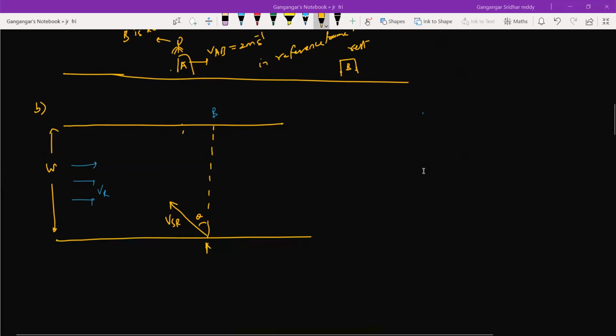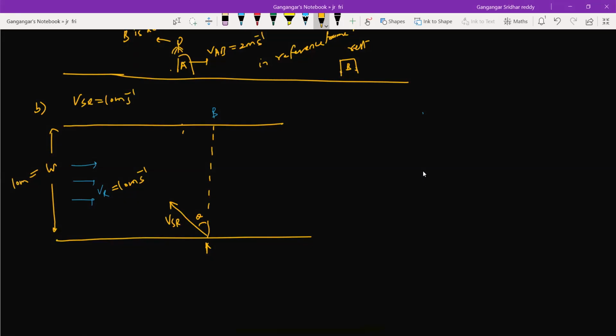Okay, now let's continue. I'll write down the values. What values are required? What is the data? W is how much? 10 meters. VR is the velocity of the river. VSR for the second case will be 10 meters per second.